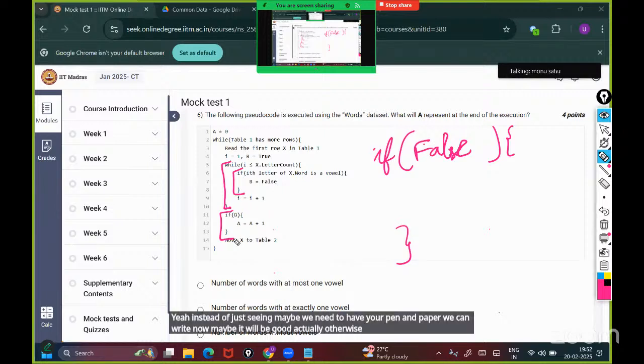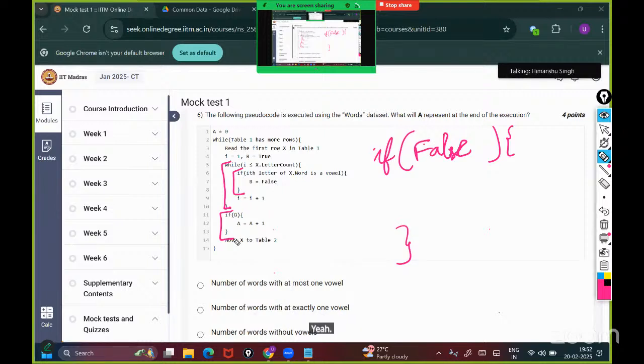Ma'am, when will we start coding? Bro, first read this code. We'll move next, madam. Okay.